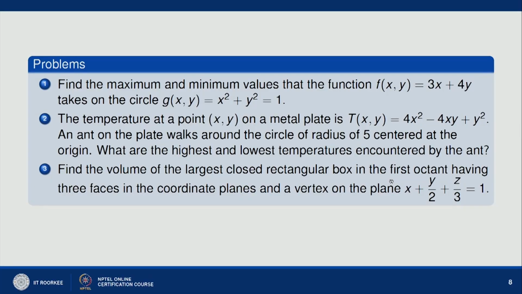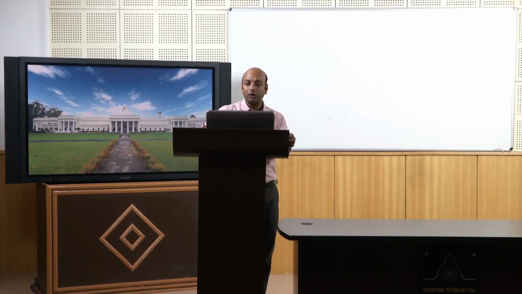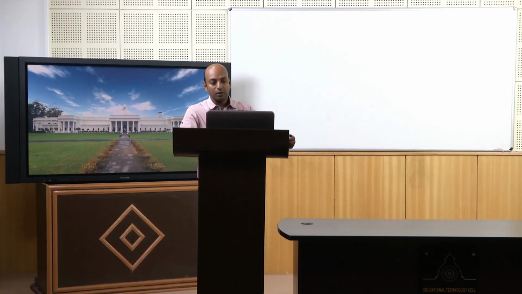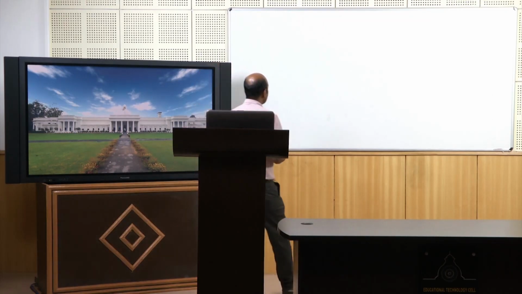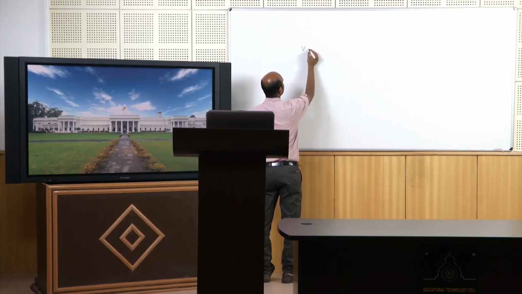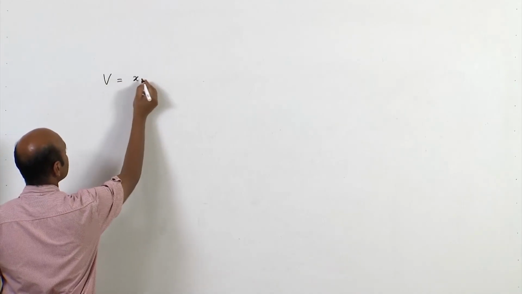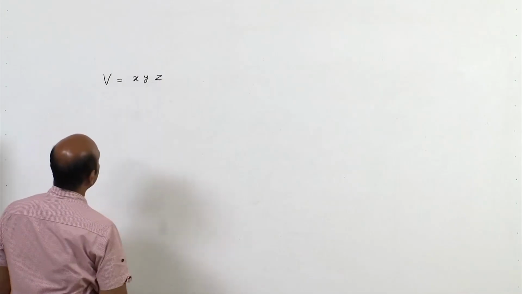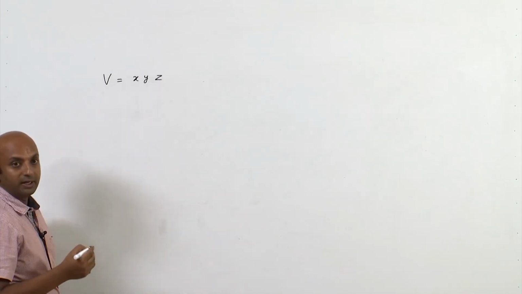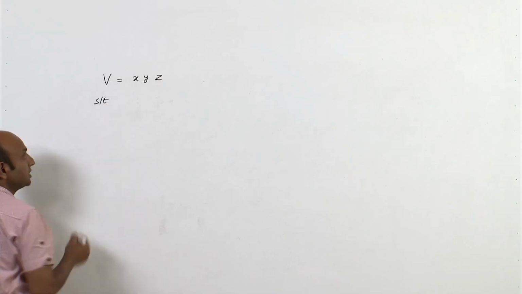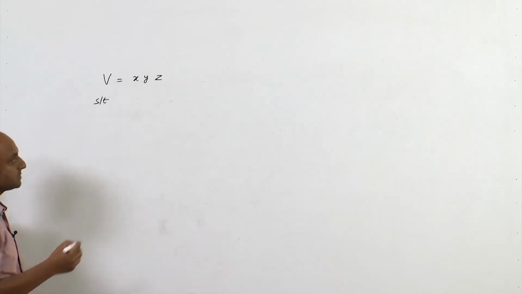So, now the next problem: find the volume of the largest closed rectangular box in the first octant having 3 faces in the coordinate planes and the vertex on the plane given. Okay. So, you have to find out the volume of the largest rectangular box satisfying this condition. The volume of a rectangular box will be given by x into y into z, length into breadth into height, and we have to maximize this.